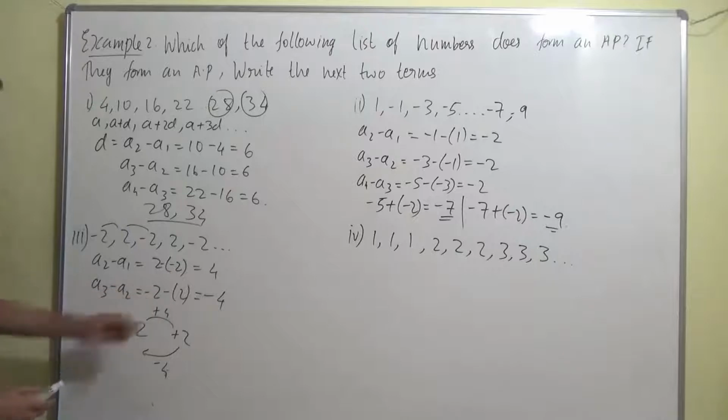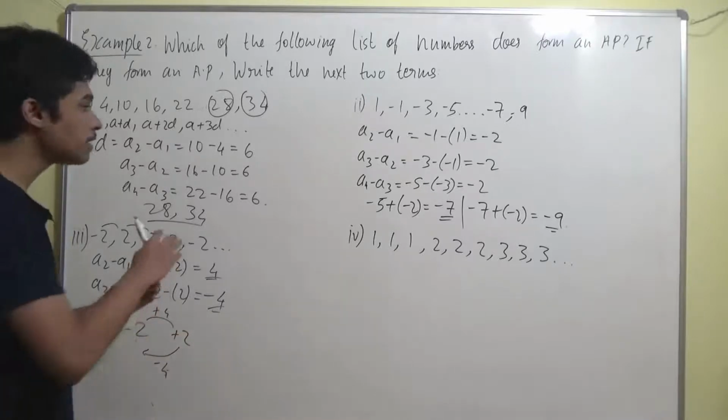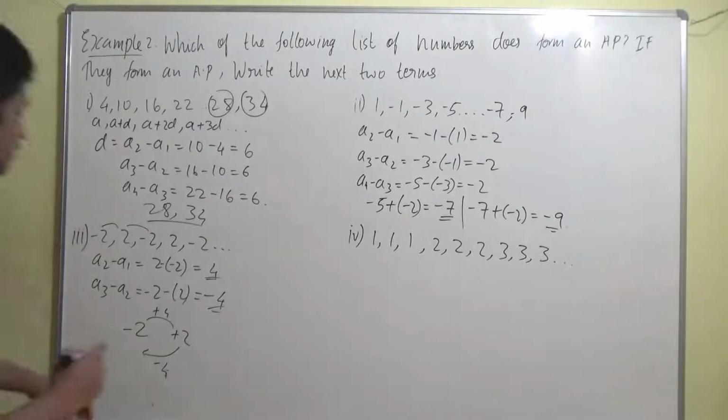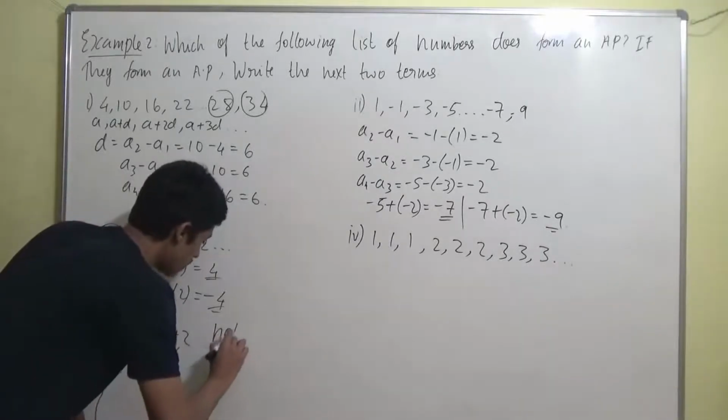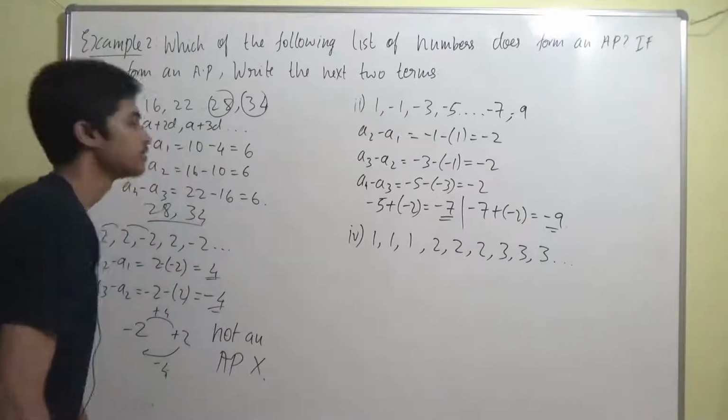If you see here, the common difference D is changing from plus 4 to minus 4. It's changing, right? So the common difference should be the same throughout the sequence. Here it is not the same throughout the sequence, so it is not an AP, not an arithmetic progression. Getting it, guys?